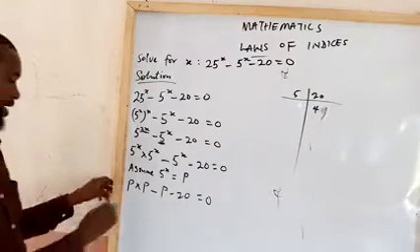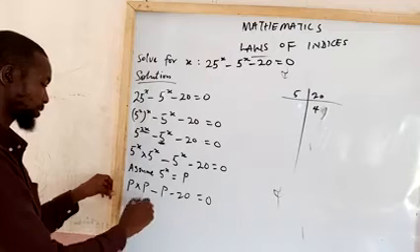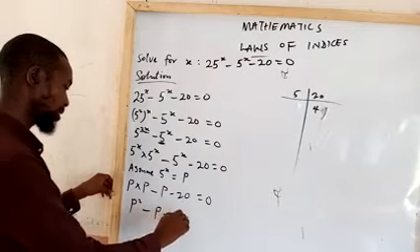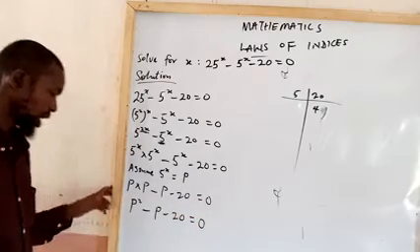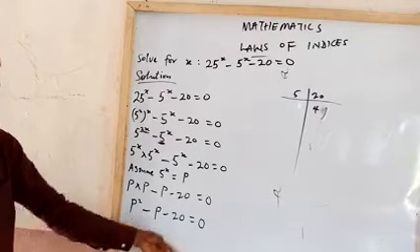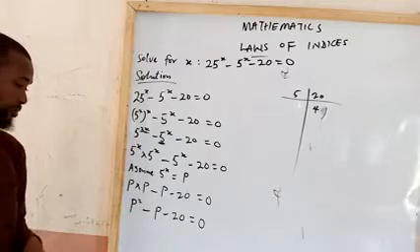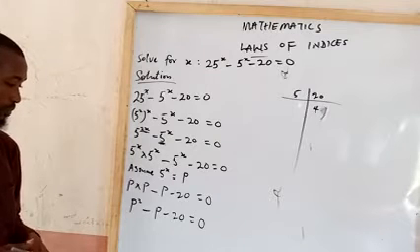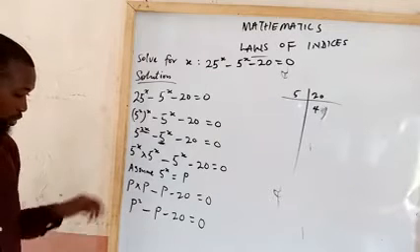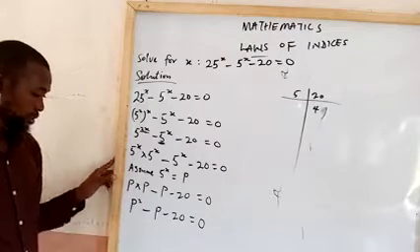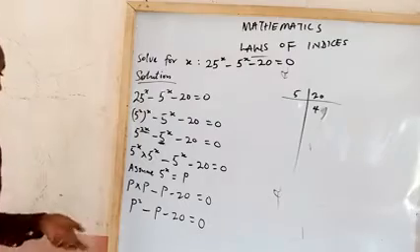So p times p here gives p squared minus p minus 20 is equal to 0. And when we look critically at this, we are going to see that it leads to another aspect of mathematics that we refer to as the quadratic equation. The solution of a quadratic equation is the one that always has the highest degree as 2. So solving this has many ways.